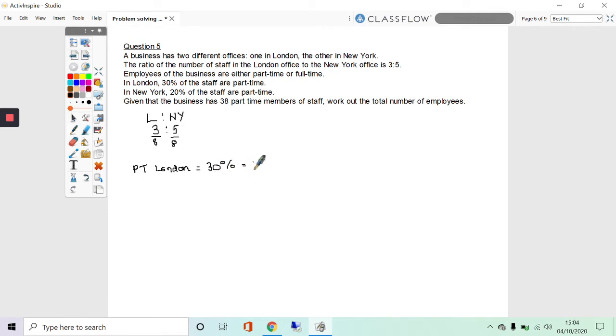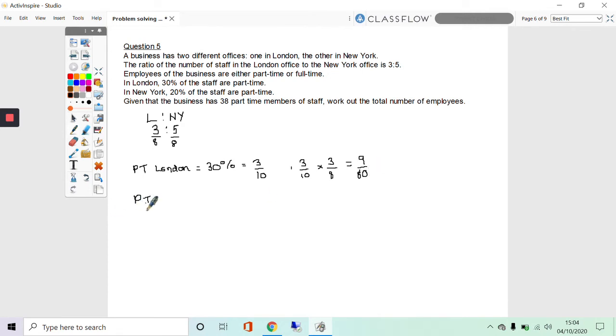And if I change that into a fraction, that will be 3/10. So altogether, part-time staff in London will be 3/10 times 3/8 of the number of staff in the company, which will be 9/80.